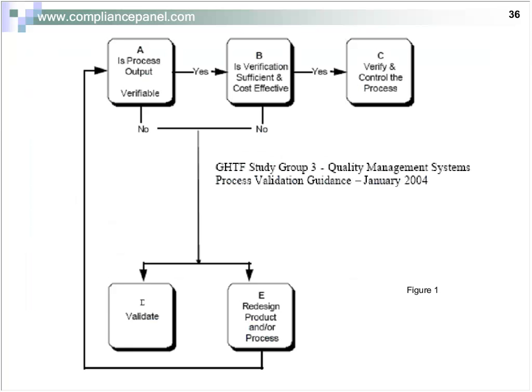Here's a decision tree to help us decide whether a process needs validation or not. This comes out of the GHTF document. The first step there is to decide, A, is the process output verifiable? If yes, is verification sufficient and cost-effective? If yes, verify and control the process. If either the process output is not verifiable or verification is not sufficient and cost-effective, then it points down to a choice that we have.